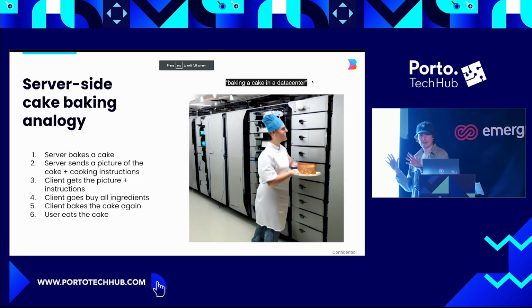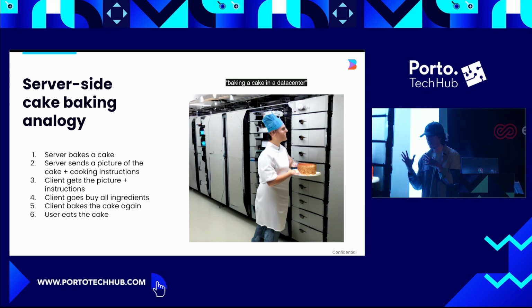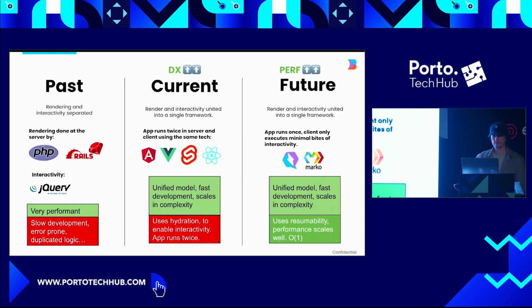What I like is the server-side cake baking analogy. Right now the server bakes a cake, but instead of actually sending the cake, it takes a picture of the cake and sends you the picture plus some instructions. So when the user wants to eat the cake, he can't, right? It's just a picture that was sent. The client, the browser, needs to get the instructions, fetch all the ingredients, actually bake the cake again, and compare if the cake you baked is exactly the same as the one in the picture. And at that time, it's like, yeah, now you can interact, now you can eat it.